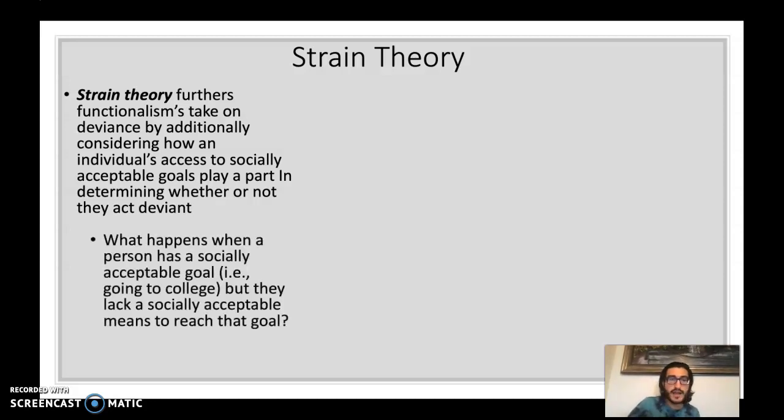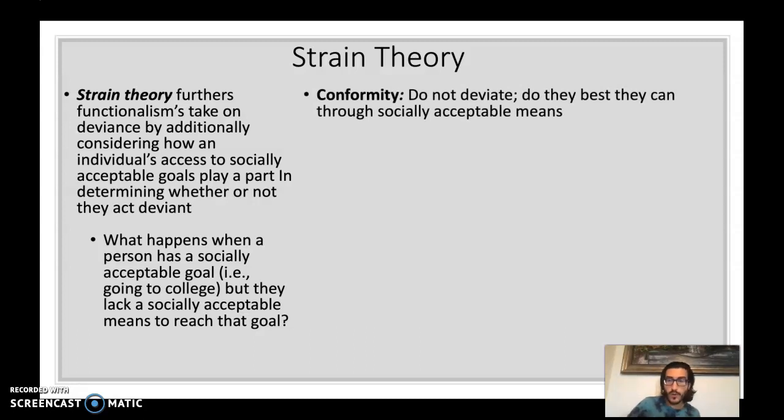So think, for example, what happens when a person has a socially acceptable goal, whatever that may be, but they lack a socially acceptable means to reach that goal. What will they do? Well, strain theory essentially posits that they will do one of five things. The first option is conformity. According to this option, individuals have a particular goal in mind, something that is socially acceptable, for example, they want to go to college. If an individual wants to go to college, but they don't have the socially acceptable means to reach that goal, what will they do? So the first option, according to strain theory, is to conform.